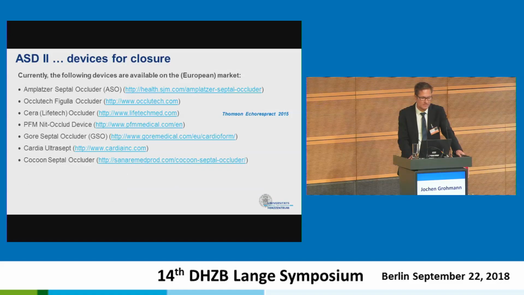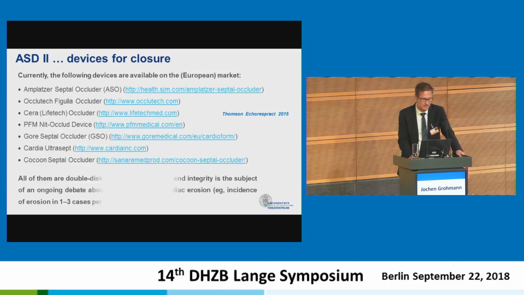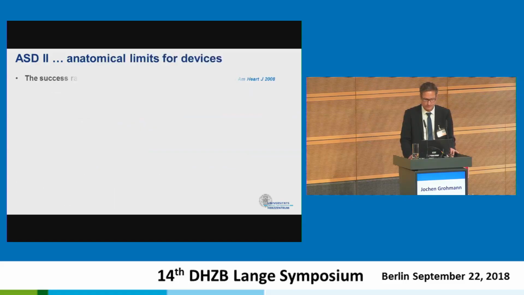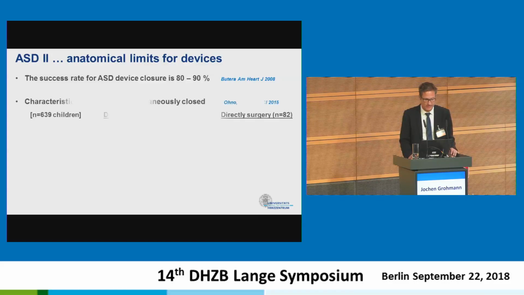Currently, the following devices are available on the European market, and all of them are double disc devices, so they have a left disc as well, but I don't talk about that. Their rigidity and integrity is the subject of an ongoing debate about erosion. I think this is well known as well. So I stated already 80 to 90% is the closure rate we can get with these devices. But what about the 10 to 20% that we cannot close?